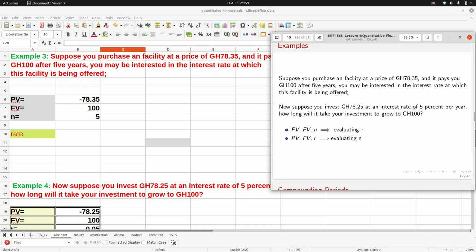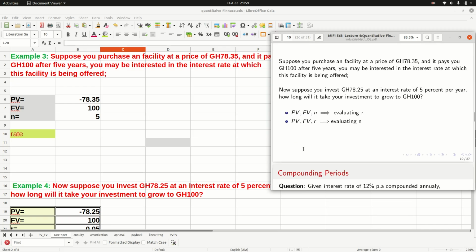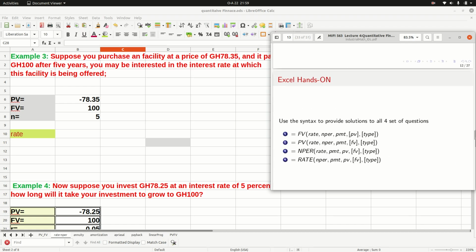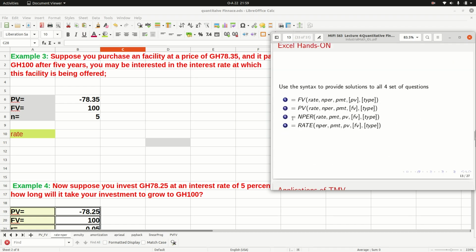Okay, so I've discussed the answers here. In Excel we must use equations 4 and 5 to evaluate the rate and then the number of periods. Again, there's no intermediate or interval payment. It's just one lump sum at a go. So it means that PMT will be 0. So let me take the slides off and then see what we have.